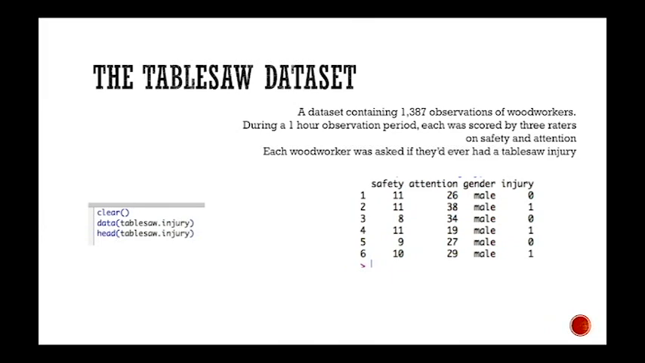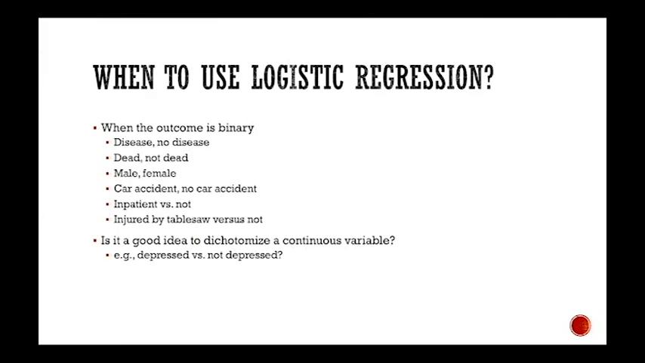Thank you, Mr. Richards. So with that, we have 4 variables that were measured: safety score, attention score, the gender of the woodworker, and whether they self-reported on having an injury or not.